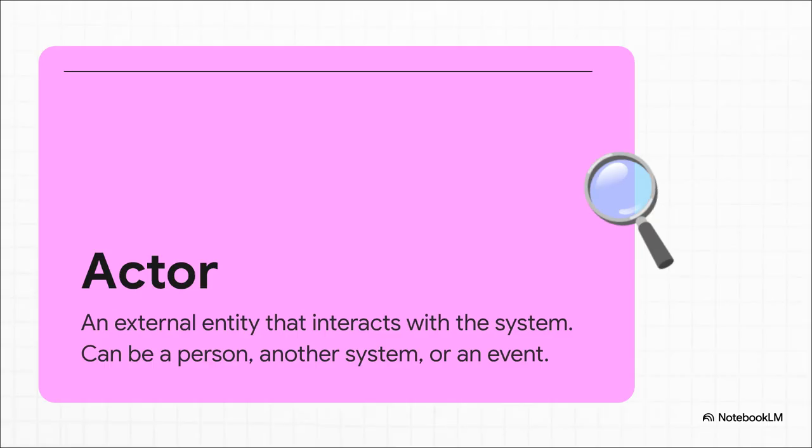All right, next up is the actor. An actor is basically any entity that's external to your system but interacts with it. And here's the key takeaway, something people often get wrong. An actor represents a role, not a specific person or thing. It could be a customer, not John Smith. That role could be a person, sure, but it could just as easily be another system, some piece of hardware, or even something like a scheduled event.